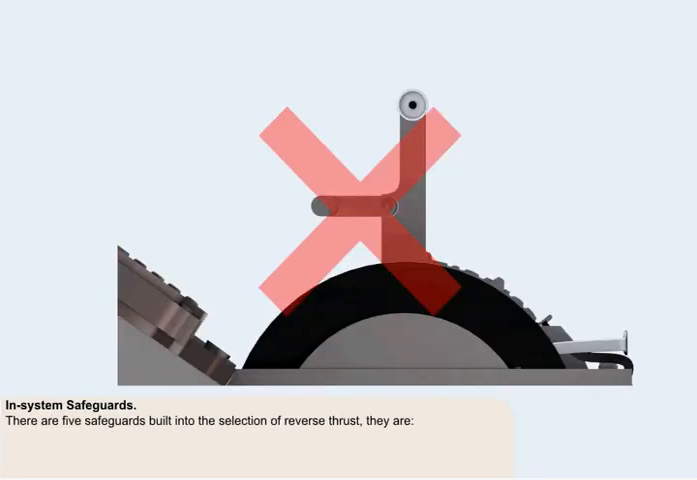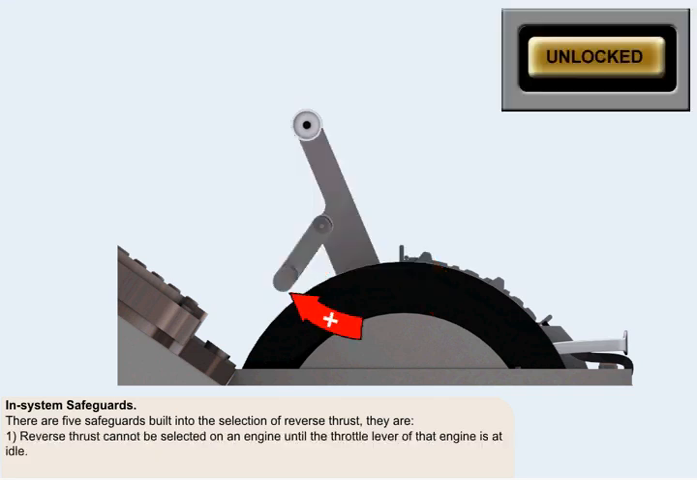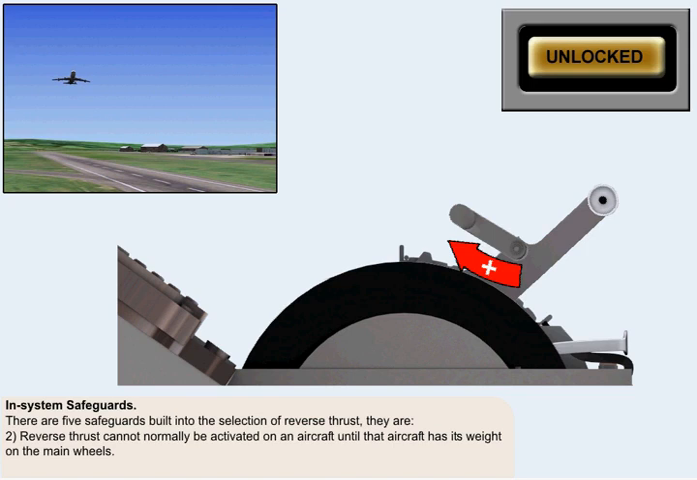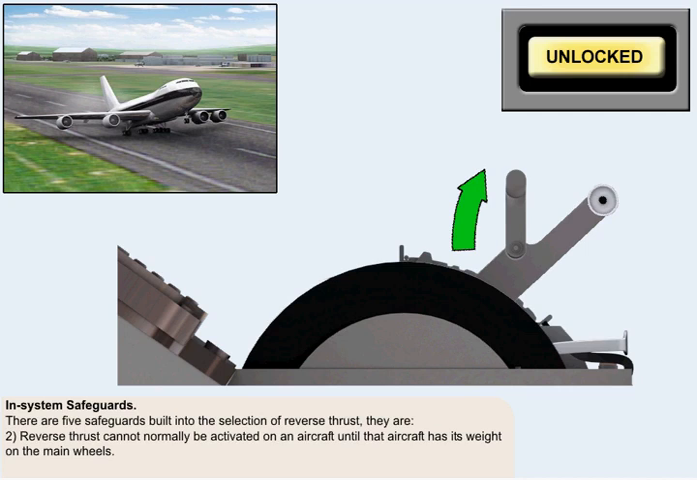There are 5 safeguards built into the selection of reverse thrust. They are: reverse thrust cannot be selected on an engine until the throttle lever of that engine is at idle. Reverse thrust cannot normally be activated on an aircraft until that aircraft is on the ground. This is achieved through the air-ground logic interlock system. Some Boeing aircraft utilize the radar altimeter to restrict reverse thrust operation to below 10 feet above ground level. Having said that, operation of the reverse thrust system is not recommended while airborne.